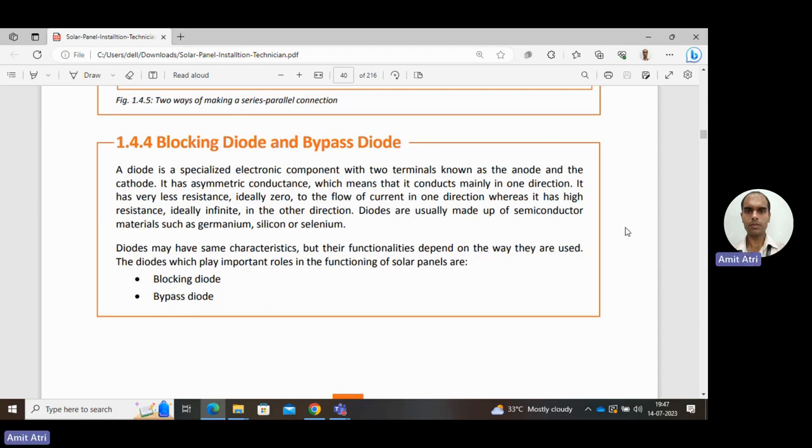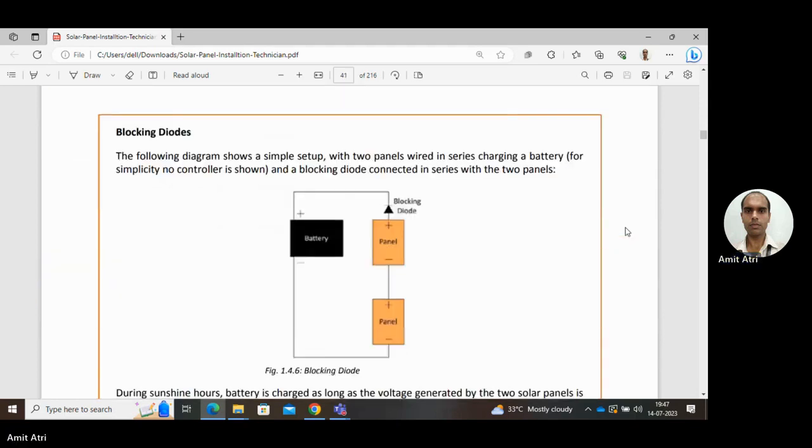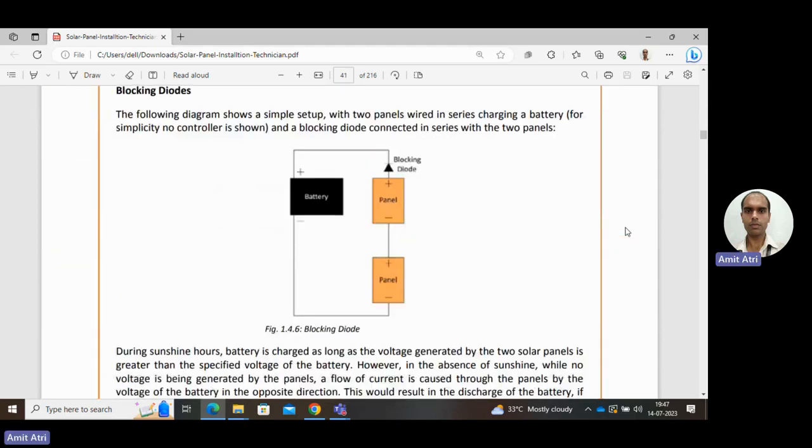Based on this, there are two types of roles which diodes play in our solar panel. We classify them as blocking diode and bypass diode. The name gives us some idea of which type of task or role the diode has to play. So considering each of them one by one, first the blocking diode.